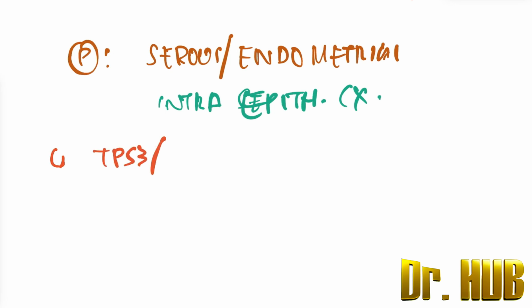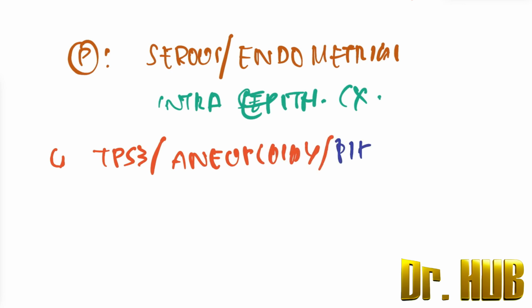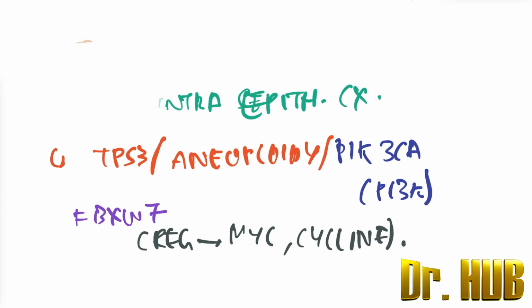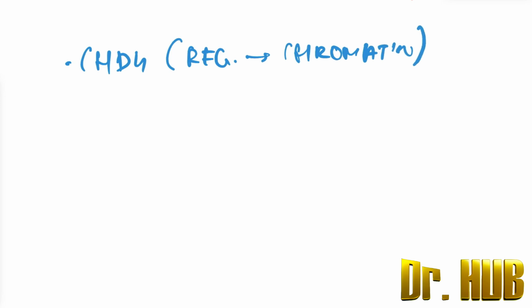This includes TP53, aneuploidy. There is also PIK3CA, FBXW7. This is a regulator of MYC as well as cyclin E. Then there is the presence of CHD4, a regulator of the chromatin. And there is PPP2R1A, that is the PP2A.